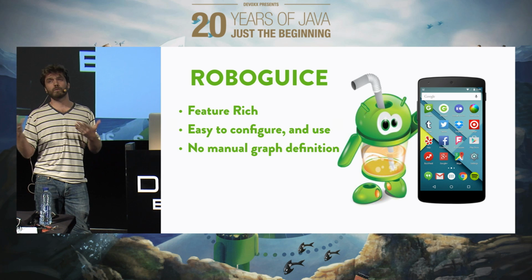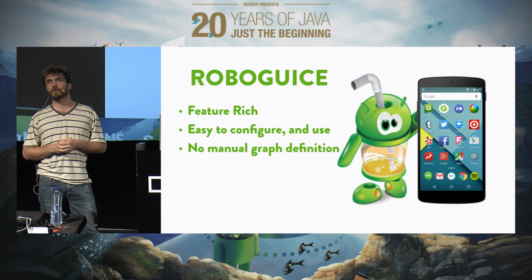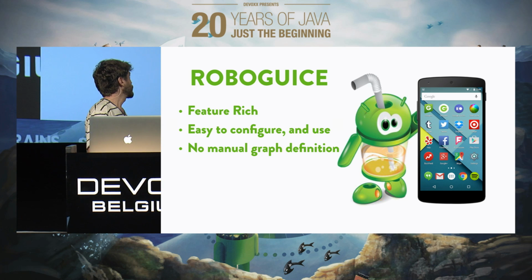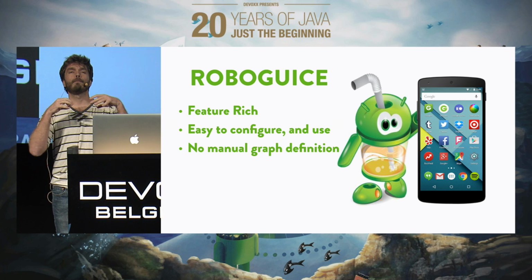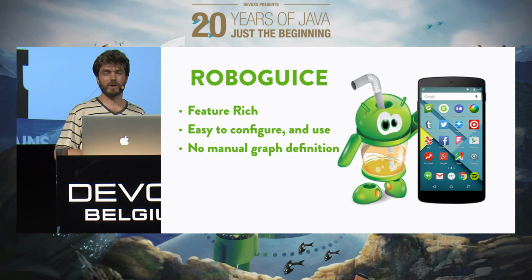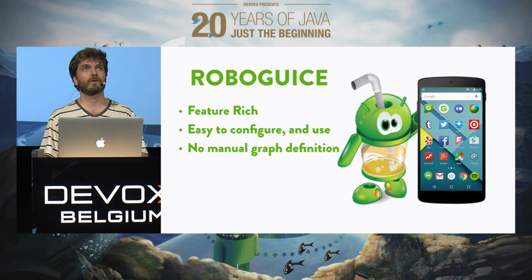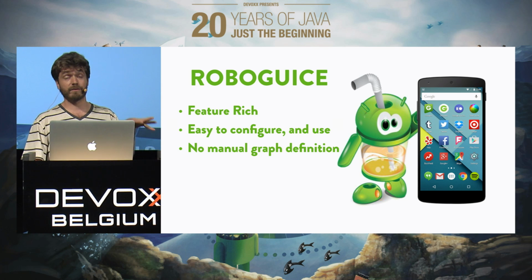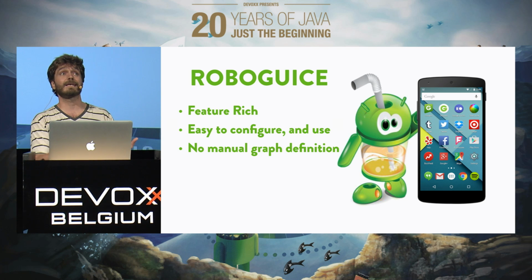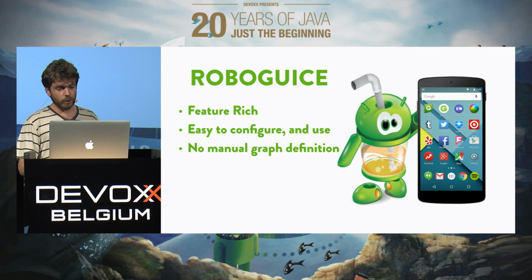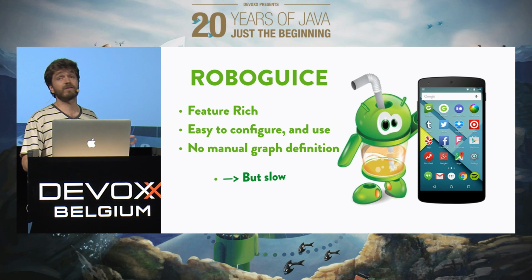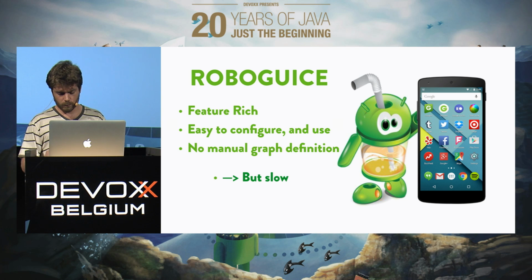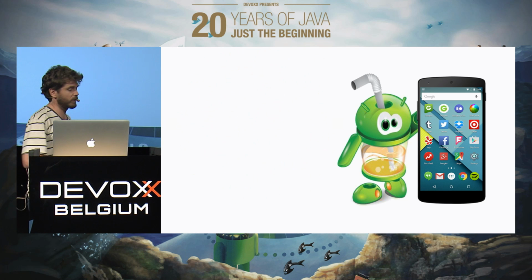And if we would want to compare it to Dagger 1 or Dagger 2, for instance, the other popular dependency injection frameworks on the Android platform, there is actually no requirement to manually define the graph of injections, which is quite a big advantage when you think about it. There is a lot of boilerplate code that has been introduced by Dagger 1 and even more by Dagger 2 to define this graph, but with Guice you don't need to explicitly do so. But Guice has a problem, it's that it's slow. And so ROBOGUICE is also told to be slow. So we will detail that a bit more in a couple of seconds.